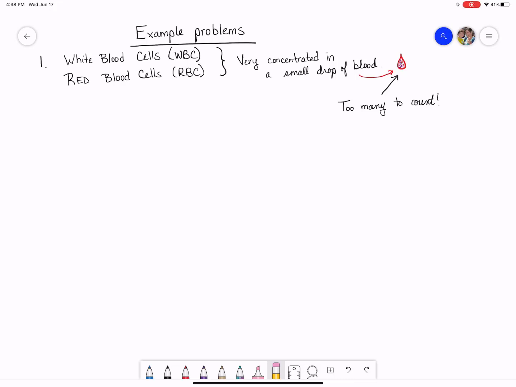So what we would do is we would do a dilution of a sample of blood, and then we would count how many red blood cells are in the diluted sample. So I'm going to give you a white blood cell problem that's kind of similar, and we're going to apply something called a dilution factor in our calculation.